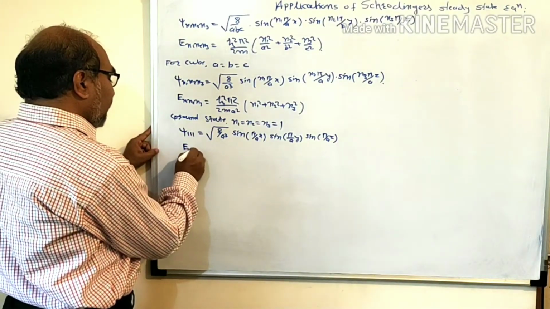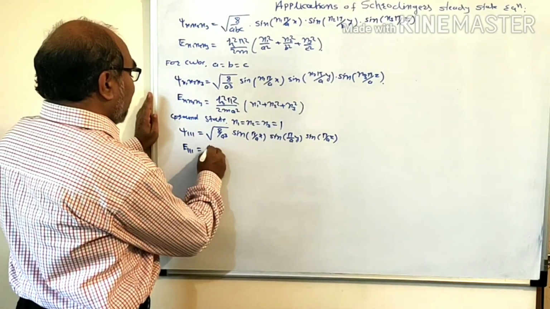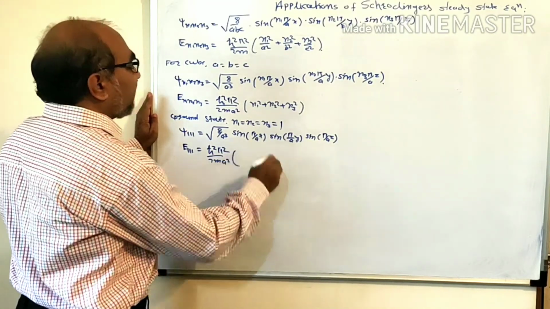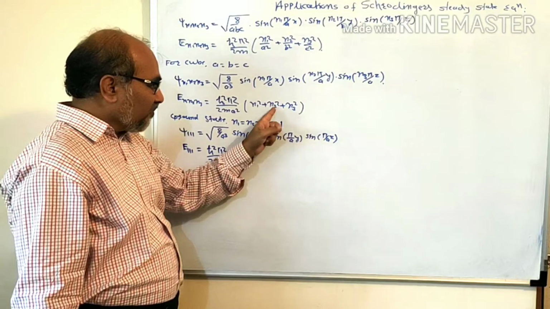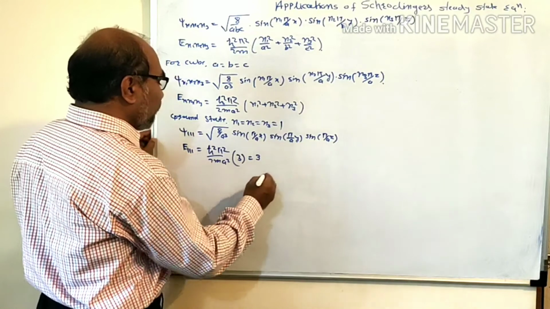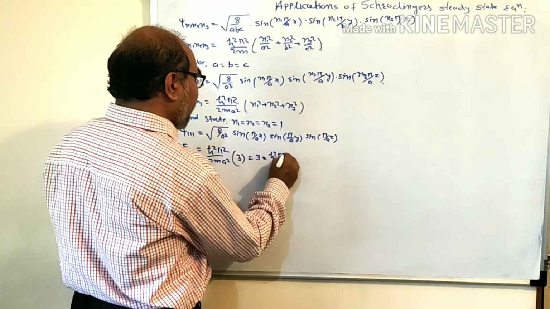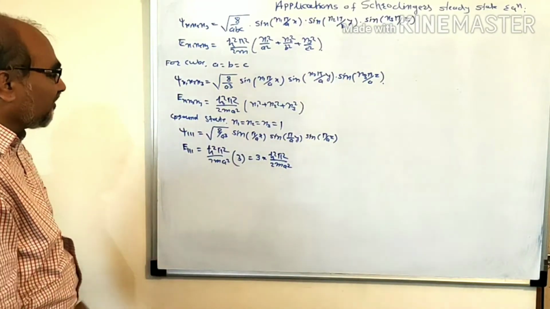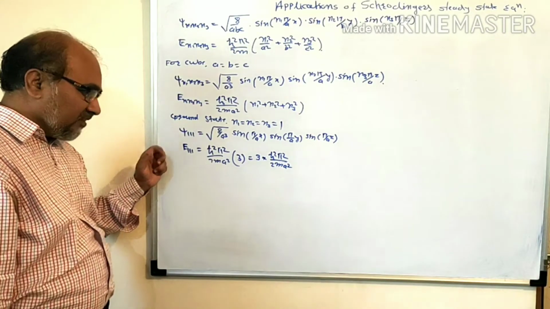So this E111 is equal to h bar square pi square divided by 2m a square into bracket 1 square plus 1 square plus 1 square. So 1 plus 1 plus 1 is 3. We write it as 3 into h bar square pi square divided by 2m a square. So this is the energy value. So there is one eigenstate and one energy.